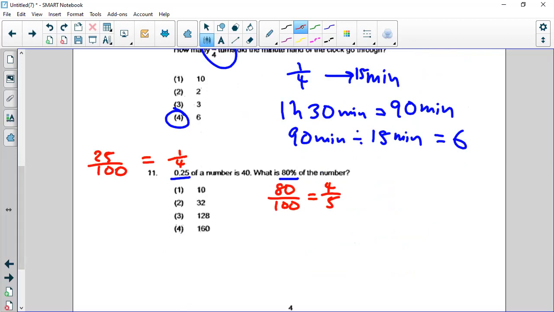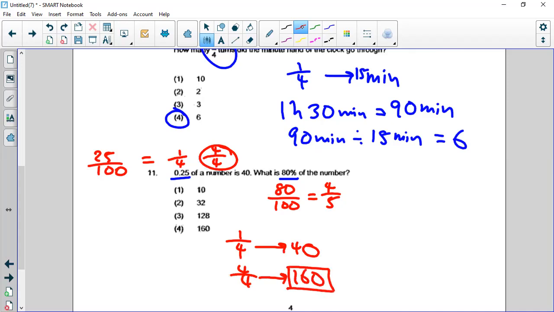1/4 of the number is 40. Okay, look up. 1/4 of the number is 40. So what is the number? The number must be 1 whole, right? So the number is 1 whole, 40 times 4. So what's your number? Your number is 160, right?